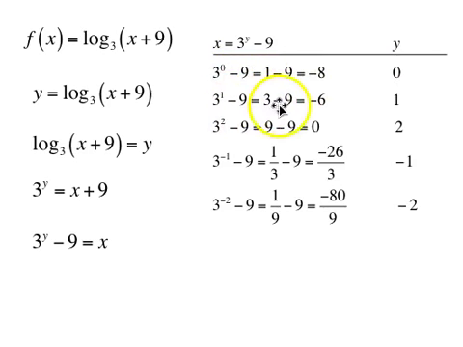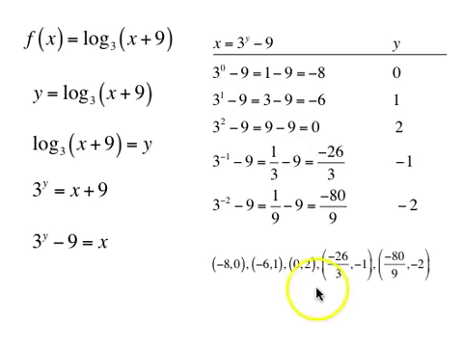3 to the 1 minus 9. 3 minus 9 is -6. 3 to the 2 minus 9. 9 minus 9 is 0. 3 to the -1 minus 9. 3 to the -1 is a third minus 9, -26 thirds. 3 to the -2 minus 9, -80 ninths. We're going to graph those points if we're going to try to graph this function. F of x is log base 3 of x plus 9. Those points again: -8, 0; -6, 1; 0, 2; -26 thirds, -1; -80 ninths, -2.